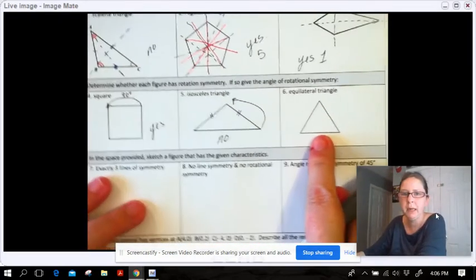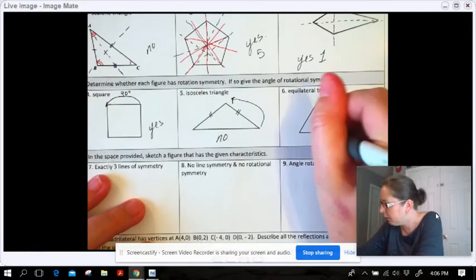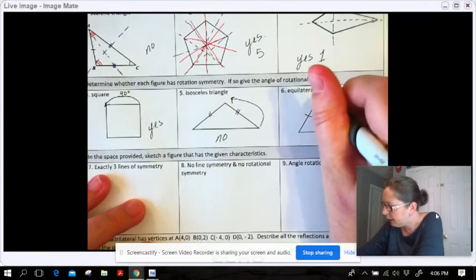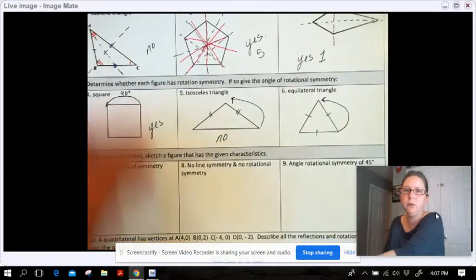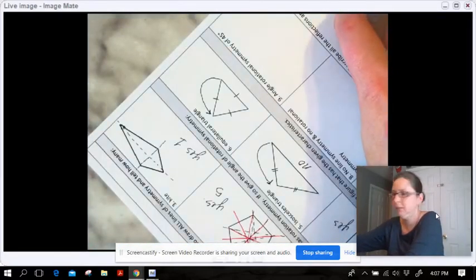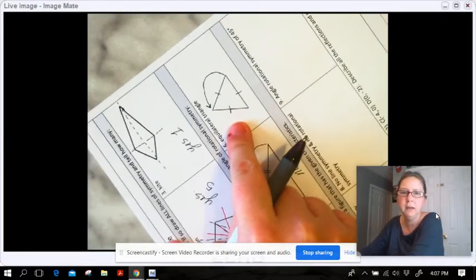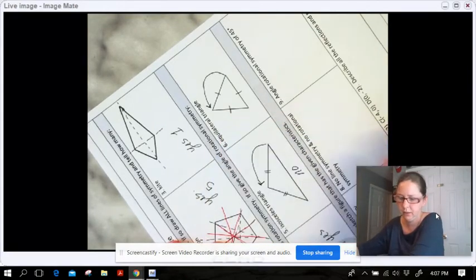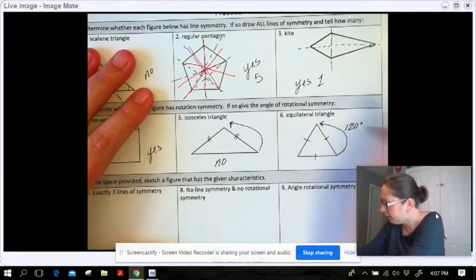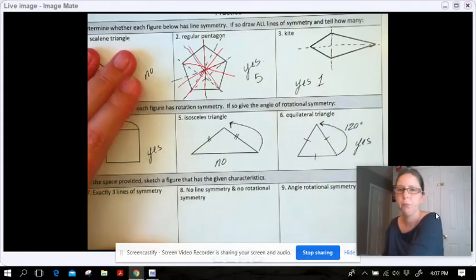And then what about my equilateral triangle, where all 3 sides are the same? I would rotate this to here. So let's go ahead and do it. So I'm going to rotate that, and it looks exactly like the triangle that I started with. So I had to rotate that 120 degrees. Okay.